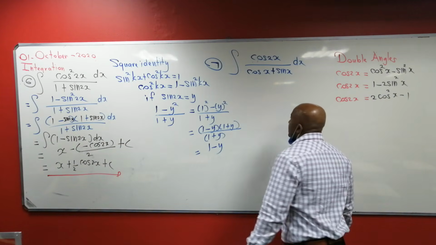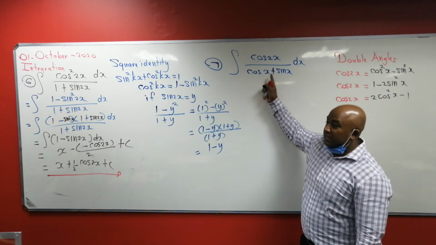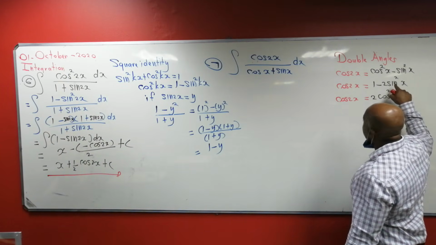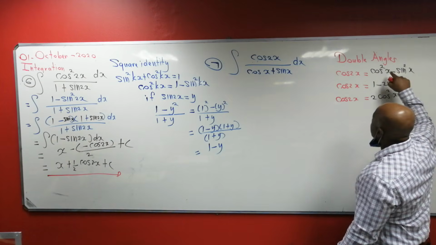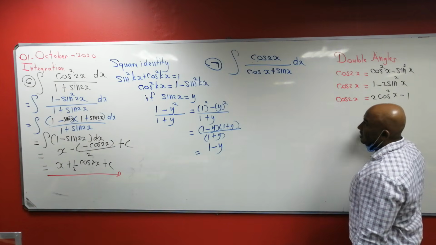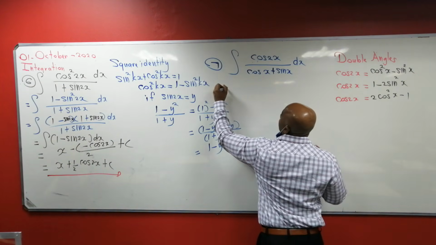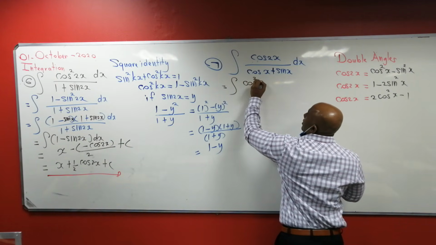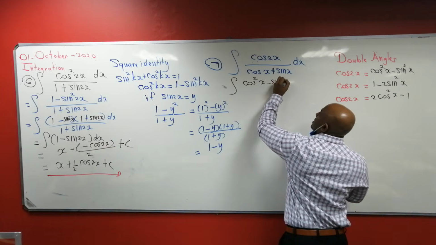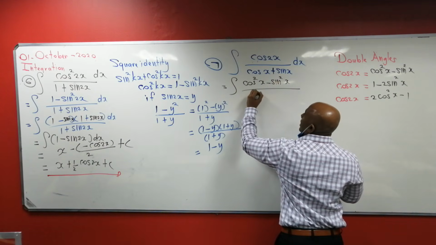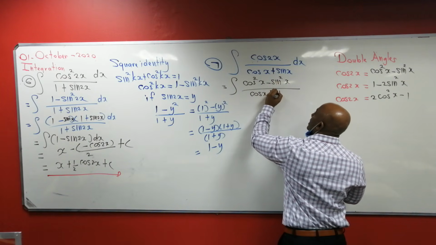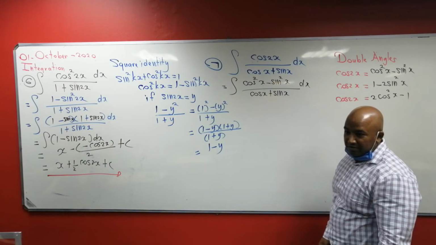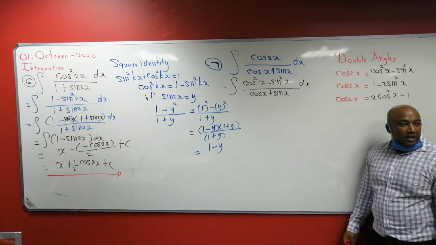This denominator has both cos and sine in it. This formula only has cos in it. This formula only has sine in it. But the first one has both cos and sine. So what can we do? We can write cos 2x as cos squared minus sine squared, all divided by cos x plus sine x. And now you should be able to work it out mentally.